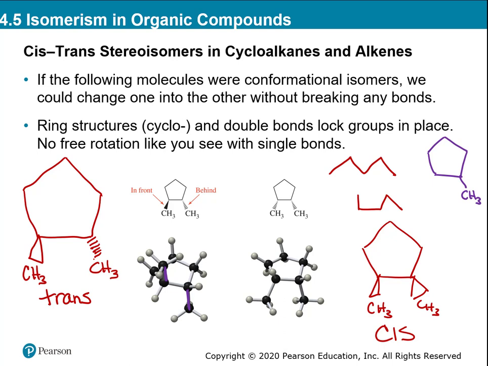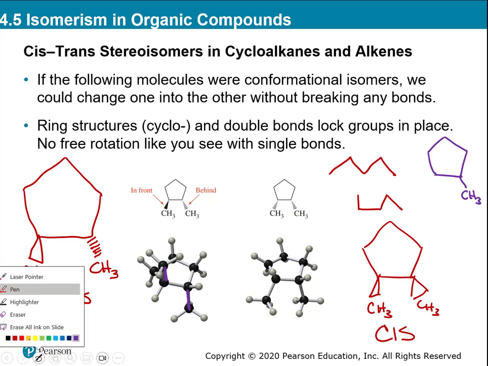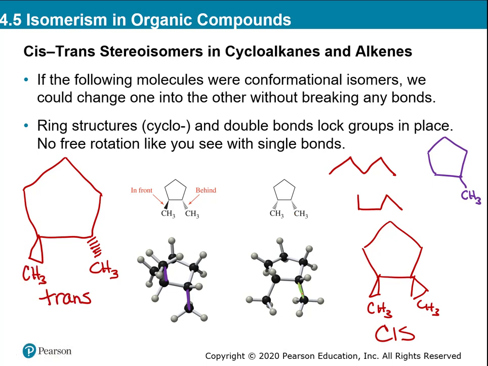The one over on the right, though, where they're both wedges or both dashes, indicates that they're both hanging off of the same side. You can see this one is here, and this one's here, so they're both pointing down, or both pointing away from you, so they use those dashes. If you had them both sticking up, then you'd use those wedges. So just remember, cis has the same symbols because those non-hydrogen groups are hanging off of the same side of the ring. Trans are going to be the two different ones.